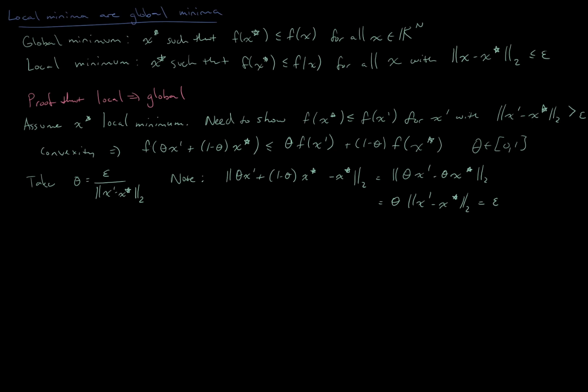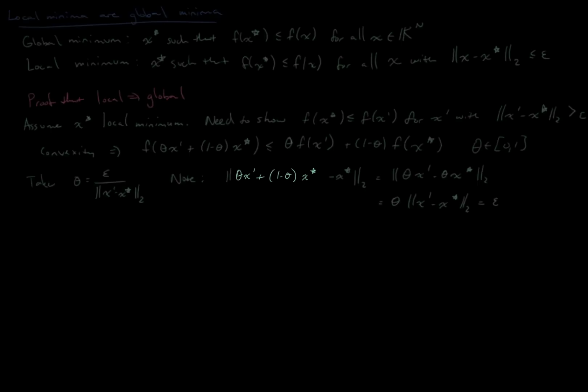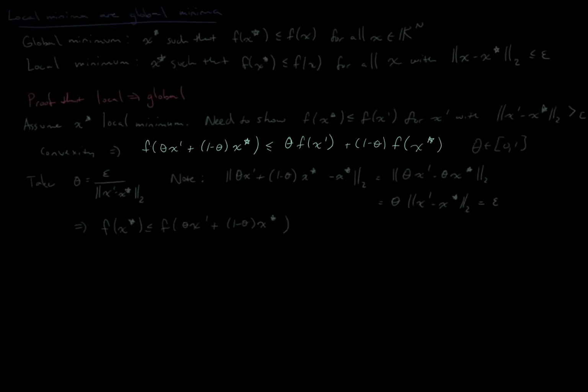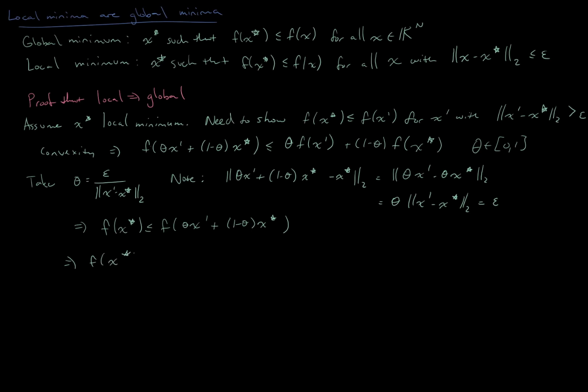So what this is telling us is that theta times x prime plus 1 minus theta times x star is actually within epsilon of x star. So it's in this region where x star is a local minimum. And so that guarantees us that f of x star is less than or equal to f of theta times x prime plus 1 minus theta times x star, for this value of theta we've chosen here. If we recall the definition of convexity above and combine these two facts, what we've shown is that f of x star is less than or equal to theta times f of x prime plus 1 minus theta times f of x star. And we actually see there's an f of x star on both sides of this inequality.